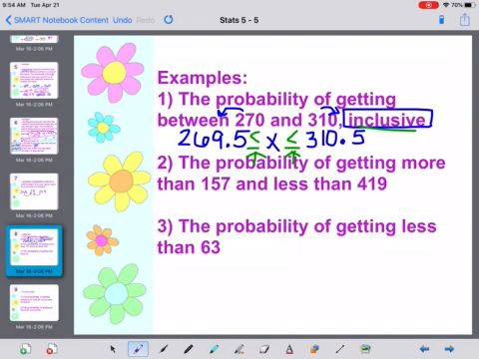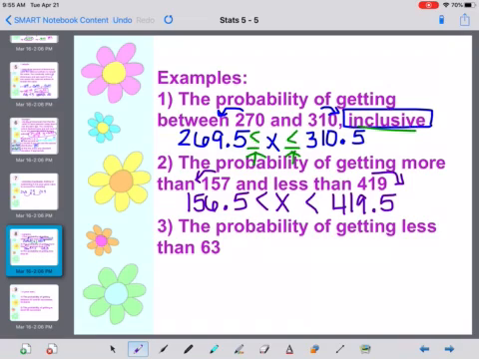The probability of getting more than 157 and less than 419. So this is not inclusive. This is strictly more than 157. 157 is still my lower limit, so I have to go down to 156.5. But I do not include it, so it's strictly less than X. And then 419 is still my upper limit, so that's going to go up to 419.5. But it's strictly less than that, so no equal to.